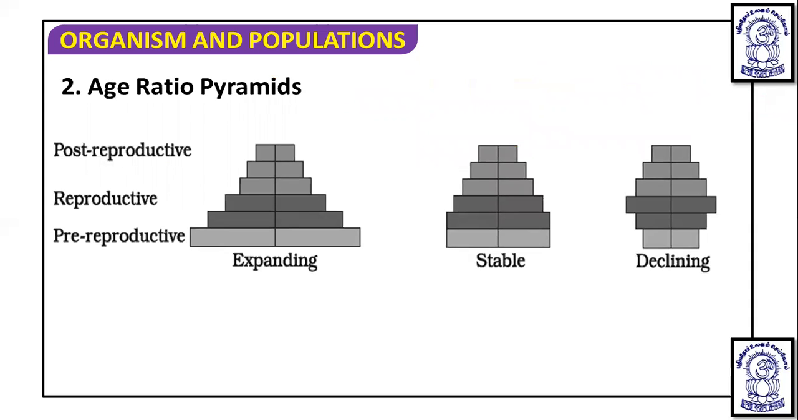Now, after the population density, we are going to take a second characteristic, a second attribute of populations. And here we are going to talk about the age pyramid ratio, or population age, we can say.